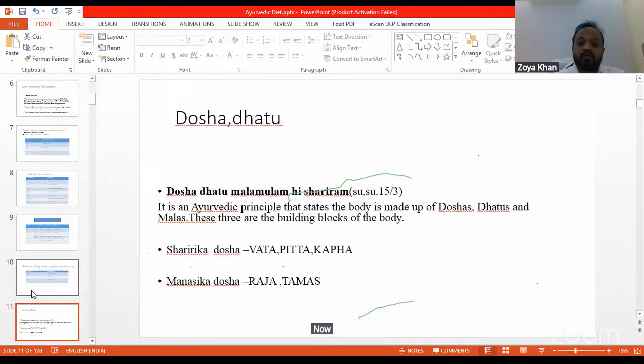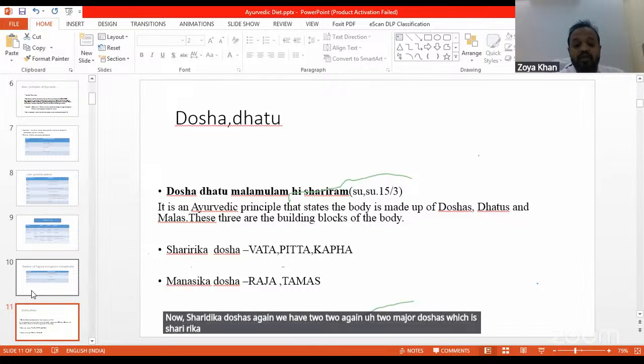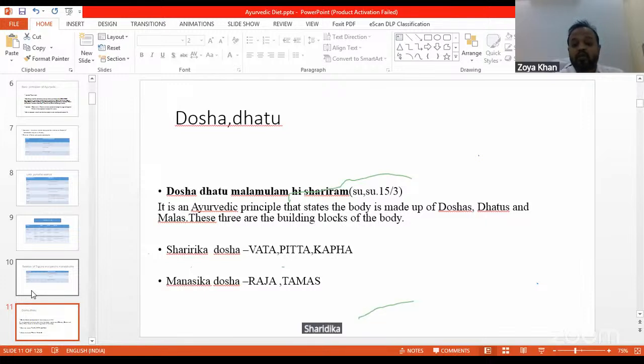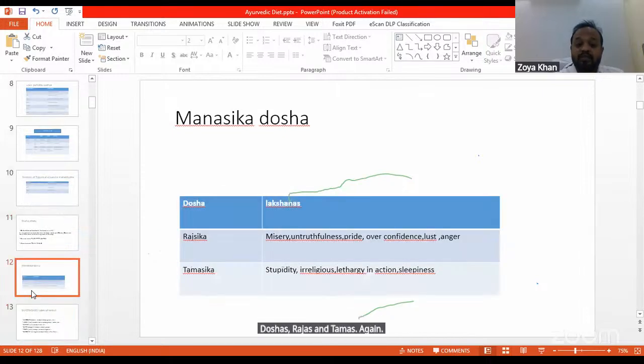Now, sharirika doshas. Again, we have two major doshas, which are sharirika and manasika doshas. Sharirika doshas are Vata, Pitta, and Kapha. Manasika doshas are Rajas and Tamas. Sharirika doshas, Vata, Pitta, Kapha, we will understand from the diet in the later slides. Now we'll understand the Manasika doshas: Rajasika and Tamasika.